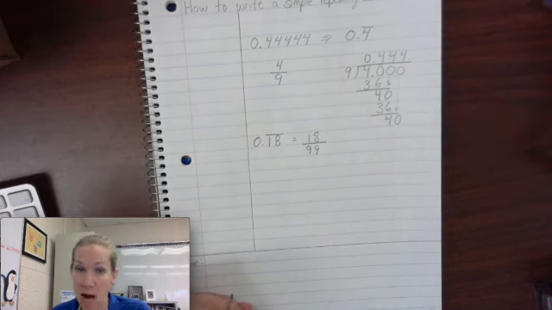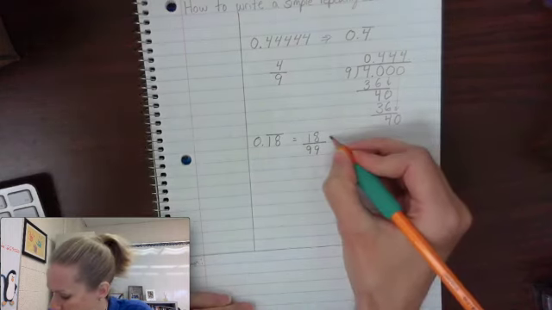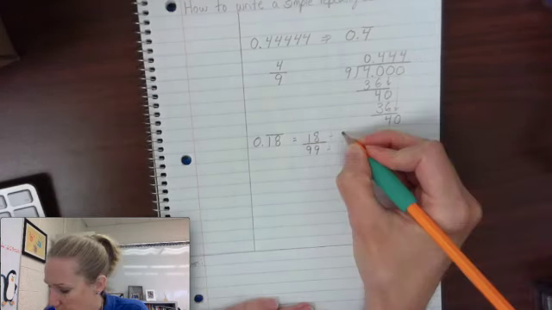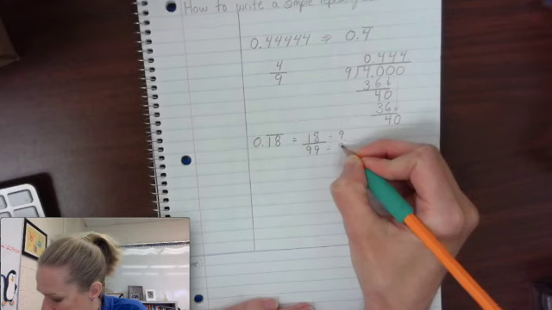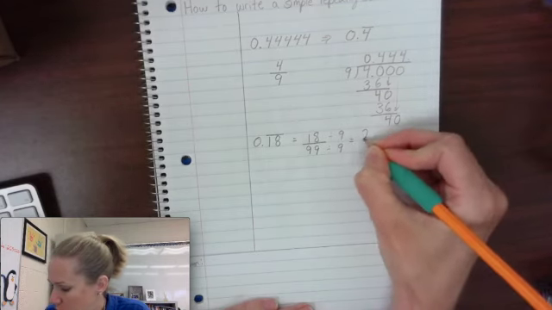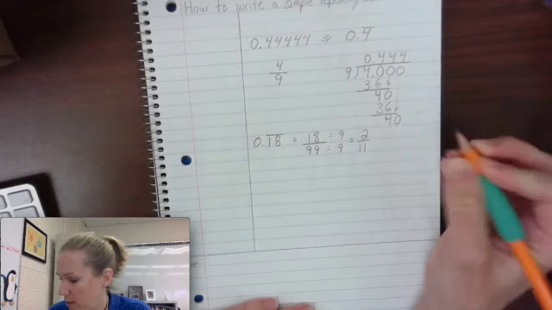Now, of course, this is not in simplest form. So we're going to divide both the numerator and the denominator by 9. We're going to get 2 elevenths.